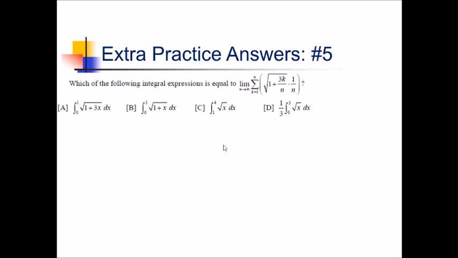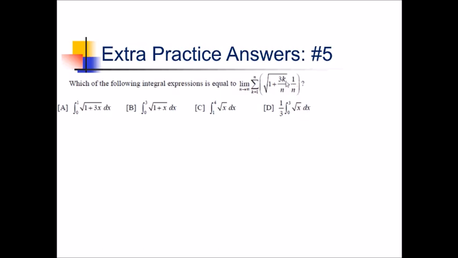For this problem, I've got this Riemann sum expression here, and I want to figure out how to convert it into integral form. So the first thing I'm going to look at is my delta x, this 1 over n right here. It's always going to be your interval length divided by n. And I'm now going to look inside here to see if I can pick out where my delta x is, because I want to find k delta x in here. Knowing k delta x, that's going to tell me what my a value is.